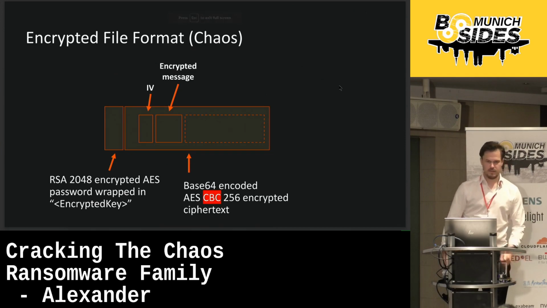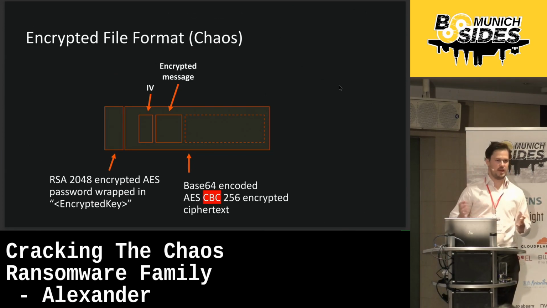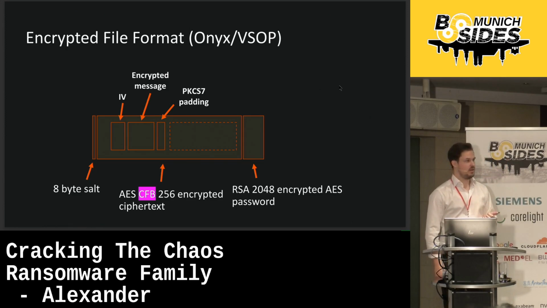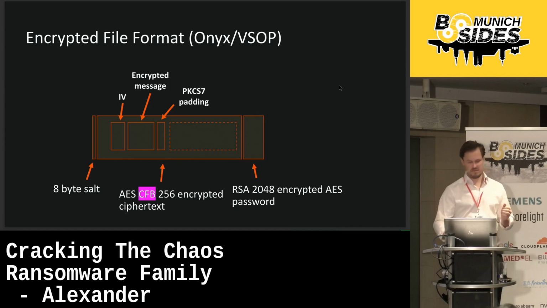So we started looking into this, and we quickly realized that it's Chaos. When you just Google for Chaos at the time, you can see that the encryption of the files looks something like this. It has this tag, encrypted key, in front, and then it's the encrypted message. But when we looked at the files, they didn't look like that at all. Instead, there was this static salt in the beginning, so it always started with the same sequence. And then it had this other format, and the key was appended to the end of the file.